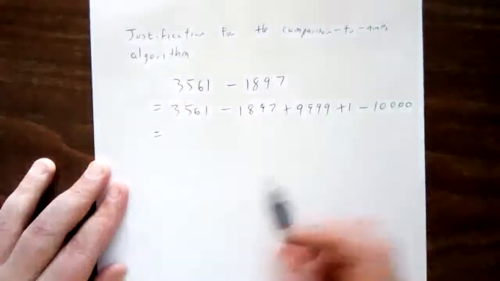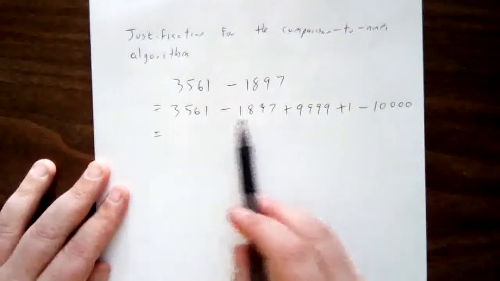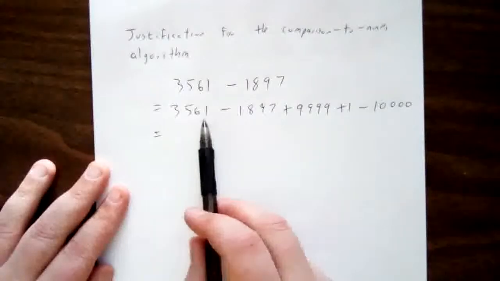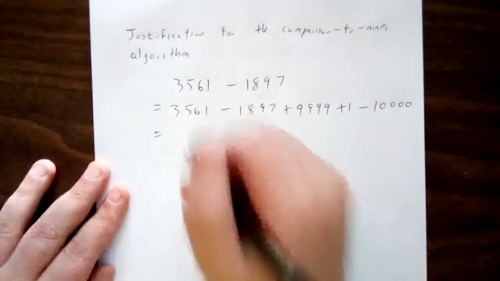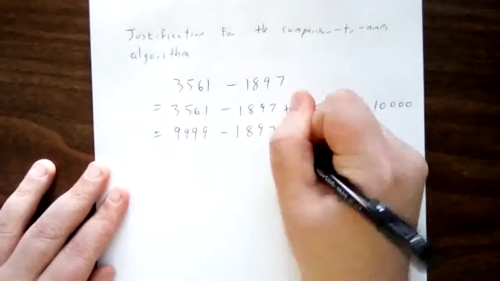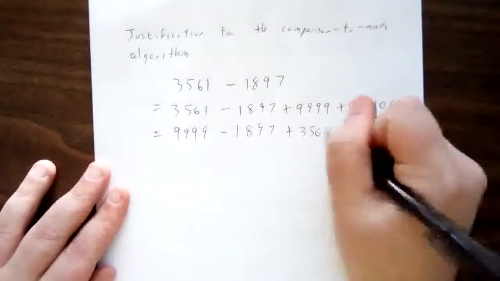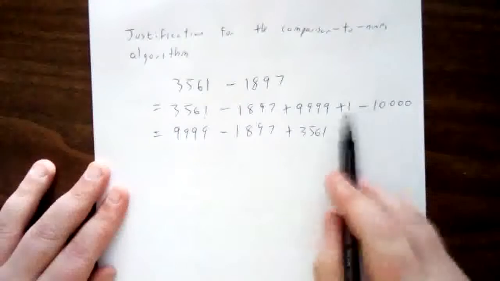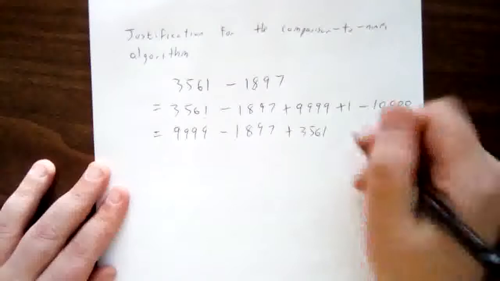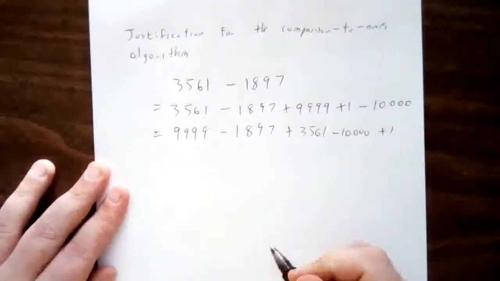The next move that I'm going to do here is just to rearrange my terms. Instead of taking things in the order from left to right, I'm just going to rearrange them. Instead of starting with 3,561, I'll start with my 9,999. I'll put the 3,561 to be added on later, and I'll just switch these two in their order. Instead of adding 1 and subtracting 10,000 later, I'll subtract 10,000 first and add 1 later on.